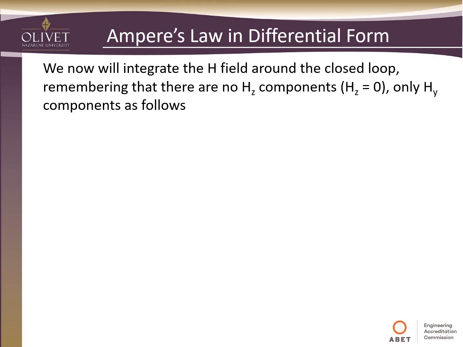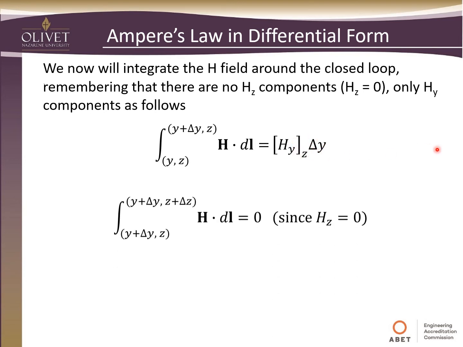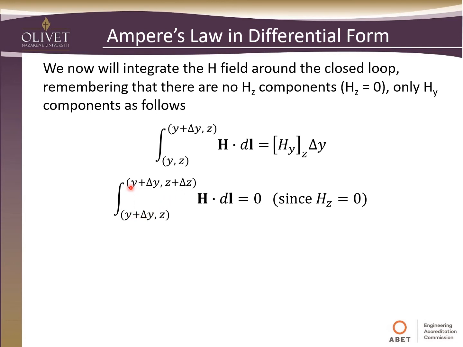So keeping that in mind, let's go ahead and integrate around this loop. So we'll break it up into 4 sections, one for each side. Again, remembering that H sub Z is equal to 0. And so when we do that, we can start with our point Y, Z, and we'll go up, varying our Y to Y plus delta Y. So when we do, we just have our Y component times the distance traveled, that delta Y. When we go across then, Y stays the same, so there's no variation there. We go from Z to Z plus delta Z, but remember H sub Z is equal to 0, so this part falls out.